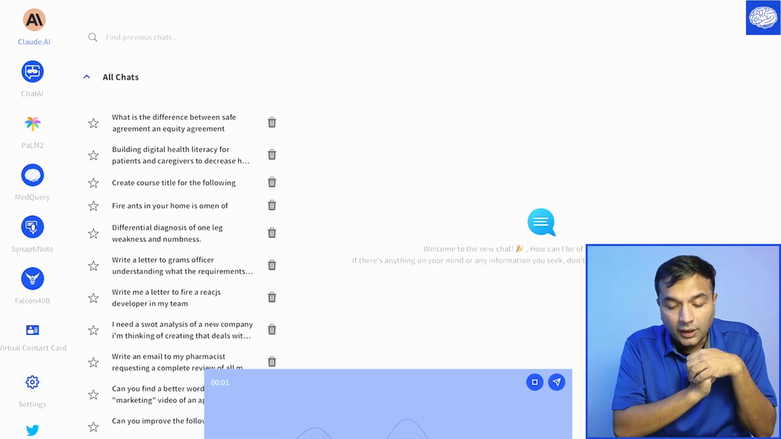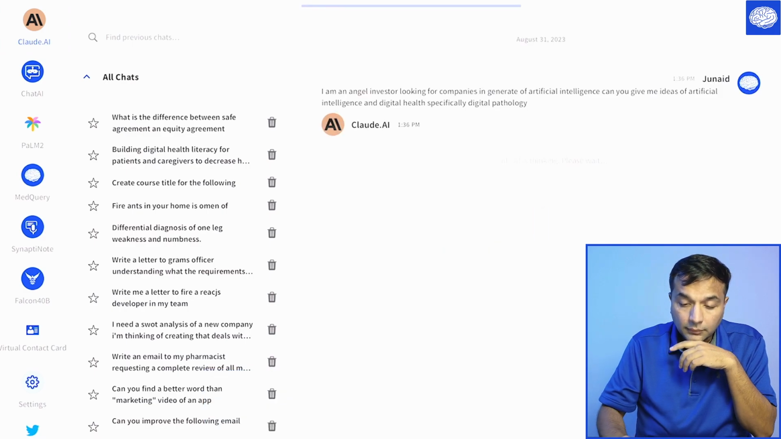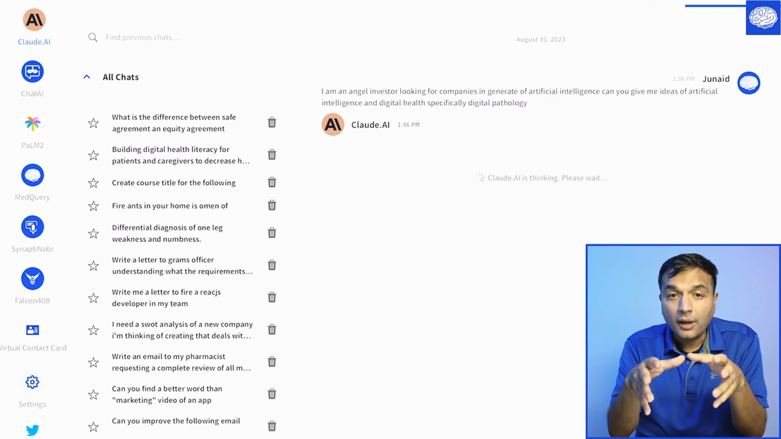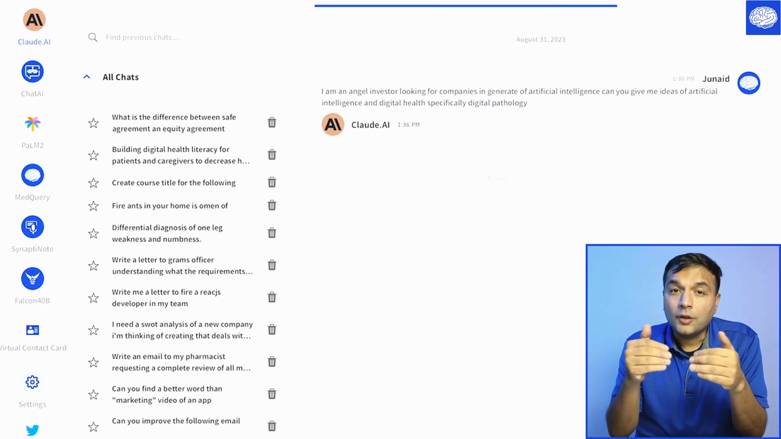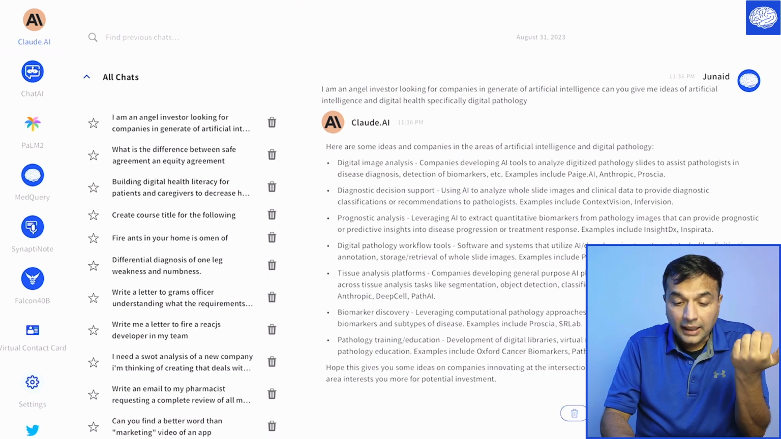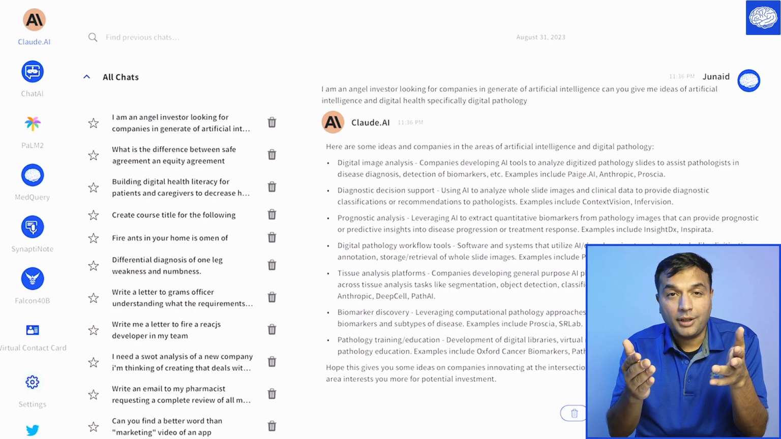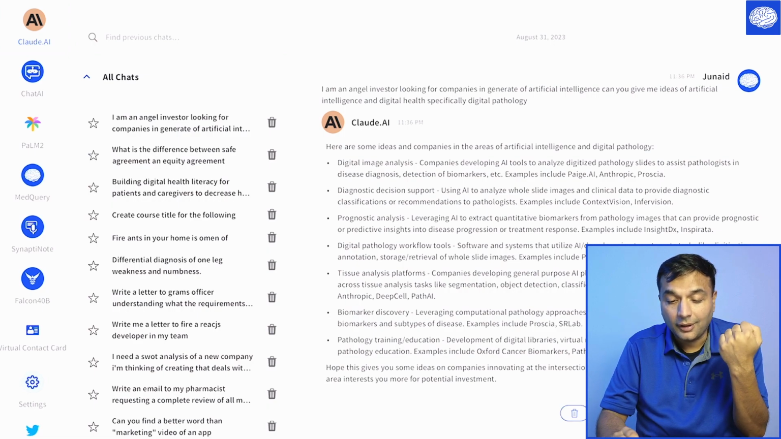I am an angel investor looking for companies in generative artificial intelligence. Can you give me ideas of artificial intelligence in digital health, specifically digital pathology? And I can actually look at, just through brainstorming with the artificial intelligence live, to see what they come up with. And as you can see, they come up with these different ideas of companies. So that's good to know that these are the different ways that people can search. So I know what competition is going to come tomorrow if I'm an angel investor.